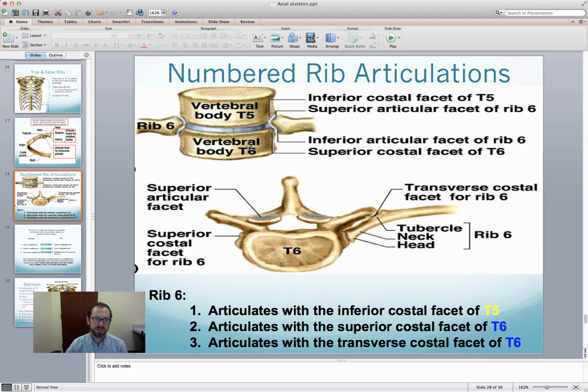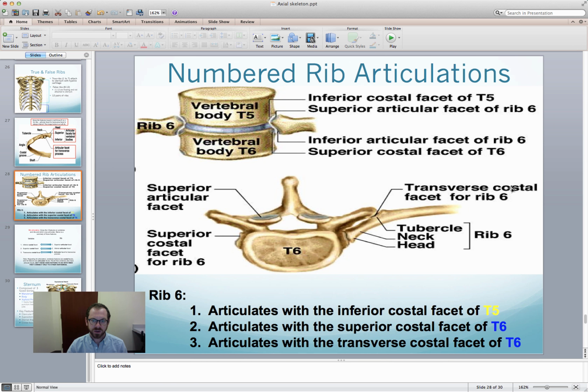And the features on the rib that are articulating at the vertebrae are the superior articular facet and the inferior articular facet. And so this is kind of switched. All right, this is a little counterintuitive, but if we know that the rib is going to touch 2 vertebrae, this makes sense. So the inferior costal facet of this vertebrae articulates with the superior articular facet of rib 6. And the superior costal facet of this vertebrae articulates with the inferior articular facet of the rib right here.